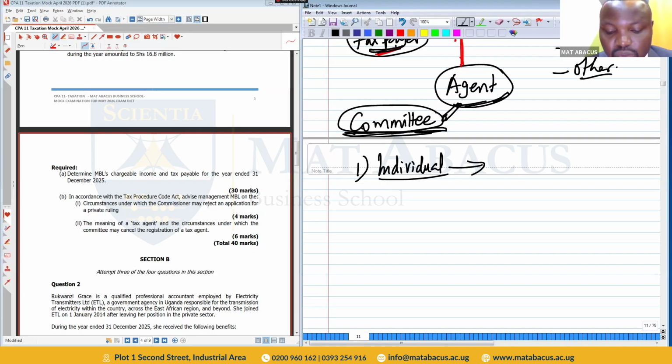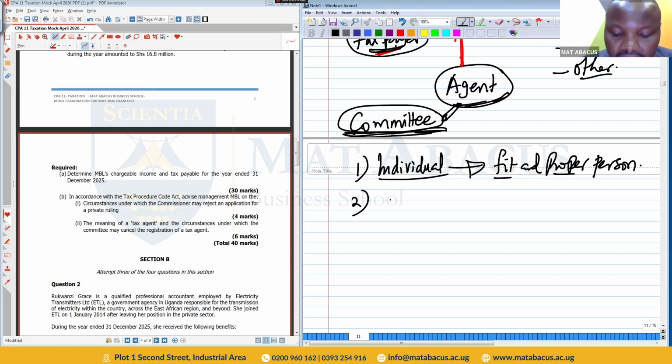Now, here is where the individual is no longer a fit and proper person. It is when the individual is no longer a fit and proper person to act as a tax agent. Take an example, someone has run mad, he is insane, and is not able to conduct business on behalf of the taxpayer. Or is insolvent, is declared bankrupt, is not a fit and proper person.